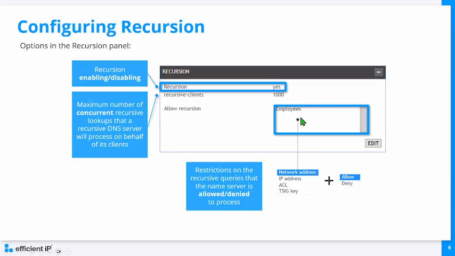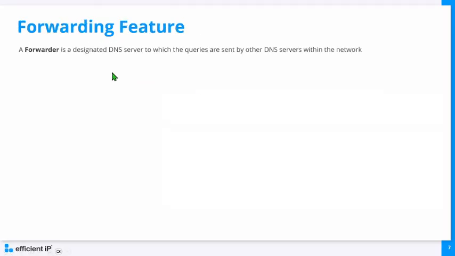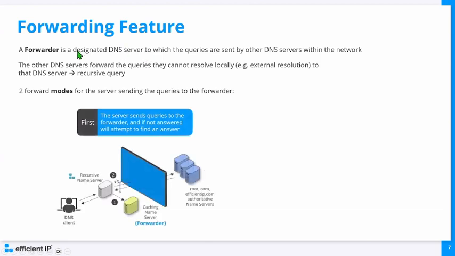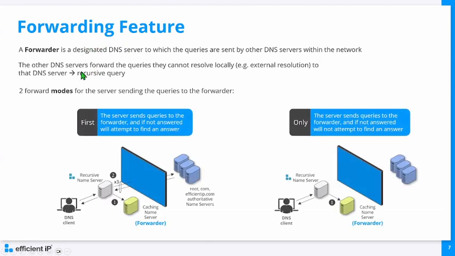Clear that, right? So that is for the recursion. Now, if you're going to turn on recursion, you can set a forwarder. So you can have the DNS server send the recursive query to the forwarder, to a specific DNS server. It can be your public DNS server, or it can be some other trusted DNS server you want. So you can set the forwarder.